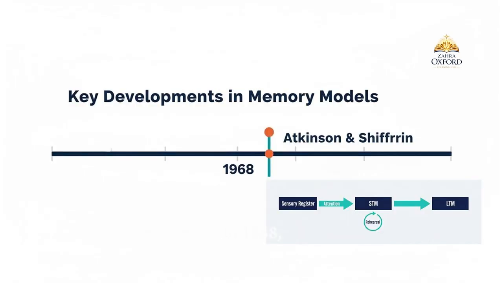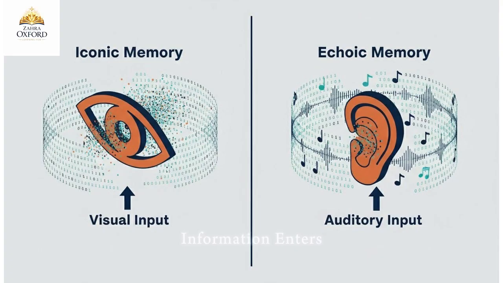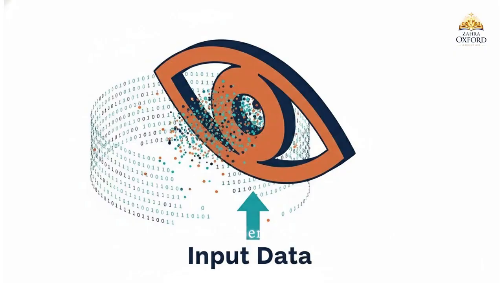In 1968, Atkinson and Shiffrin challenged the idea of a single unified memory system by proposing that memory functions more like a dynamic information processing pipeline rather than being stored all at once. Information flows through three distinct stages: sensory memory, short-term memory, and long-term memory, each with its own role, limitations, and mechanisms for transforming fleeting impressions into lasting knowledge. Information enters, and if you pay attention, it moves forward. If not, it disappears.